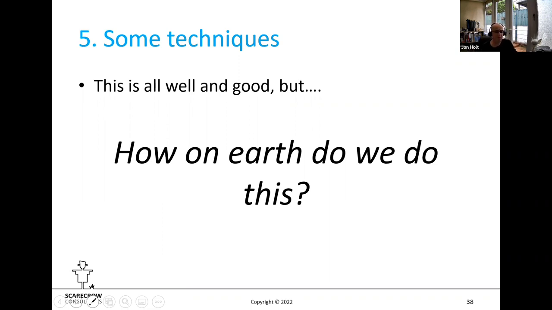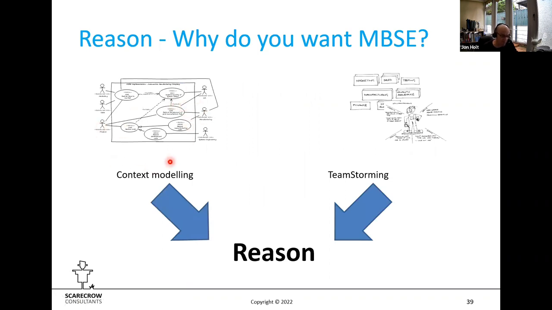So when it comes to the reason, why do we want MBSE in the first place, what are some of the techniques that we can use to do that? Ultimately, we want to identify context. That's great if your stakeholders are all systems engineers, particularly if they understand MBSE, because you can get them together in a room and start to draw out. In my case, I would use use case diagrams for this, as you can see. You can have a sort of brainstorming session, and you can capture these very effectively and very efficiently.